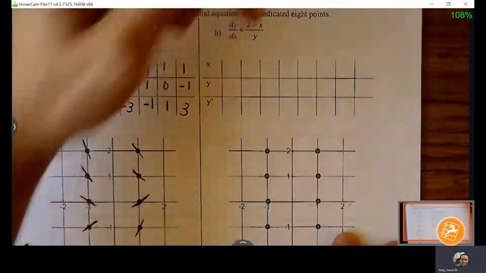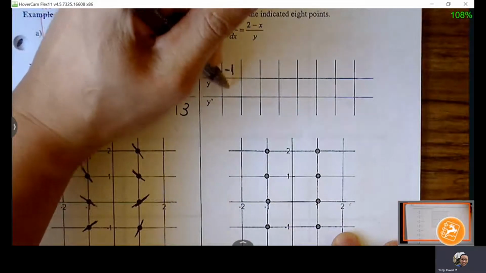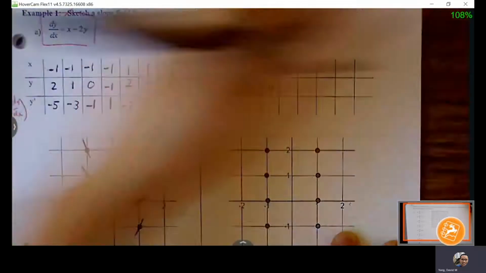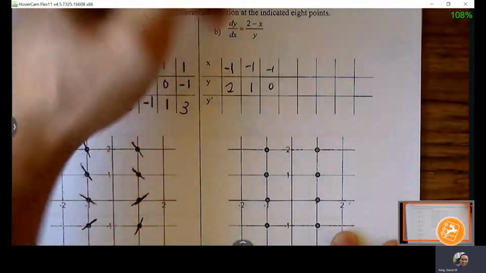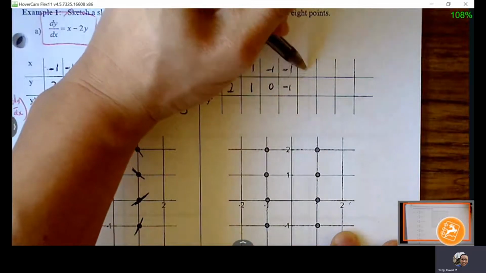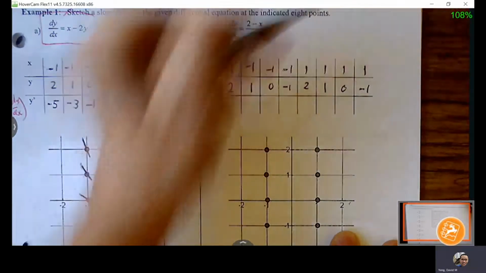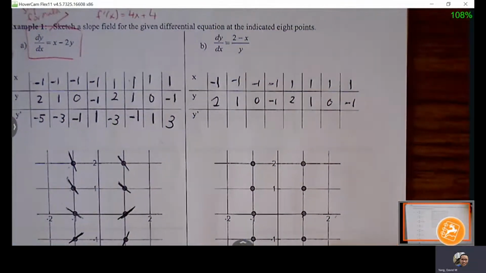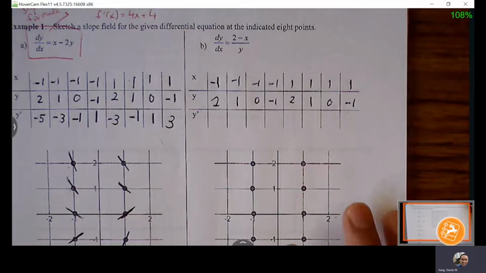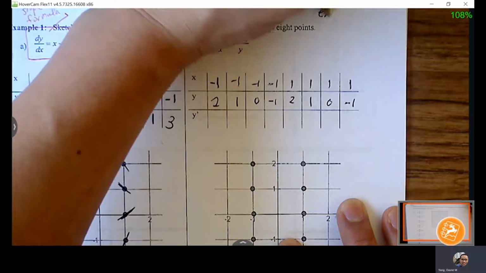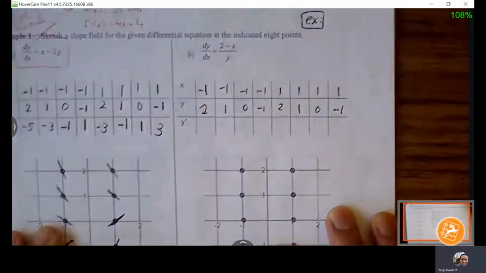Okay, let me organize the ordered pairs so we can match our answers a little bit easier here. Basically the same order as we had before. Okay, so I think we know what to do with positive and negative slopes, right? We're just going to make our best estimation as to what those look like. But sometimes we may be getting ones that are not positive or negative, so I want to go through those examples real quick.